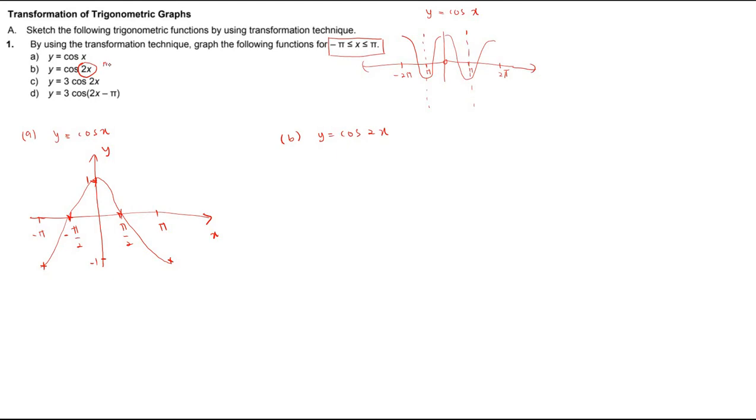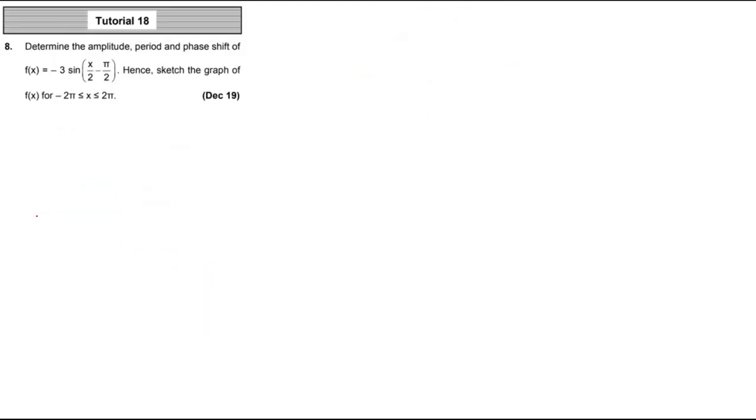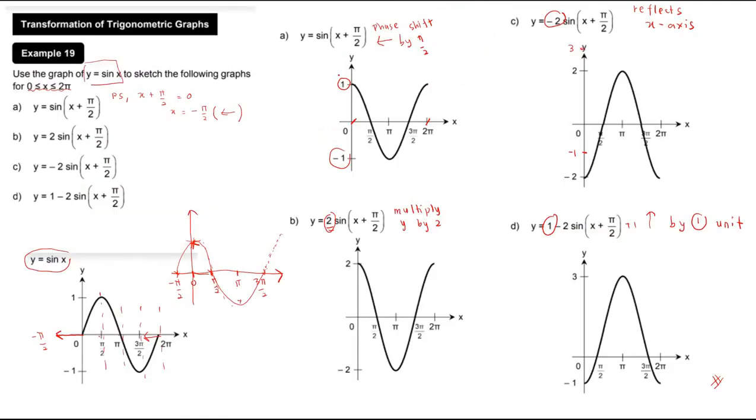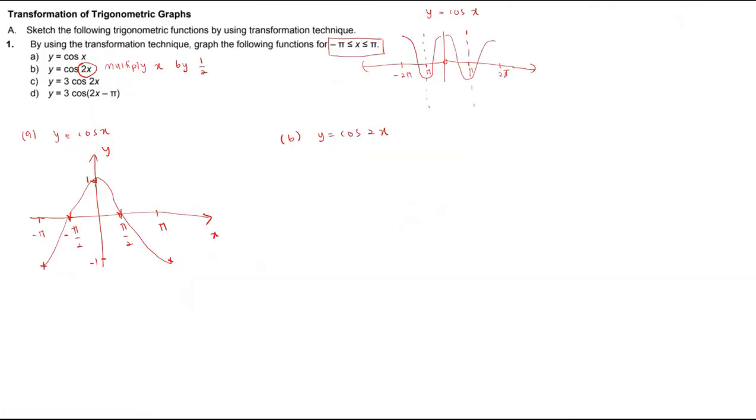What we do here is we will... Okay, because we are using transformation technique, perubahan pada x, multiply x by 1 over 2. Okay, kalau perubahan dia pada y, kita akan terus darab macam tadi. Ni 2 kan, tapi dia darab dekat depan, so terus multiply y by 2. Tapi bila 2 tu darab dekat x, multiply x by 1 over 2. Okay, kalau awak dah tak ingat, awak kena go back lah to the transformation technique untuk graph that we learn before this.